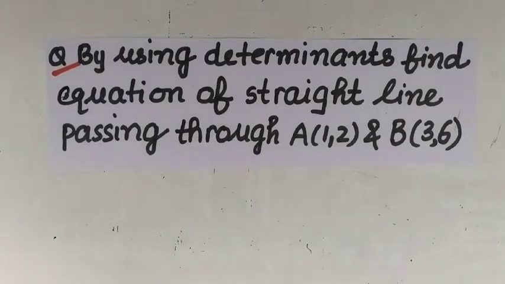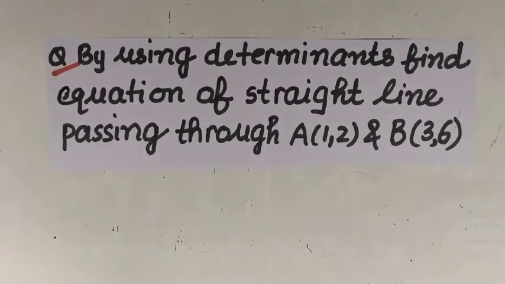So our next question is: by using determinants, find the equation of a straight line passing through 2 points, that is A(1, 2) and B(3, 6). So students, you have to write the equation of a straight line by using the concept of determinants. A straight line passes through 2 points A(1, 2) and B(3, 6). So let us see how we can write the equation of a straight line by using the concept of determinants.